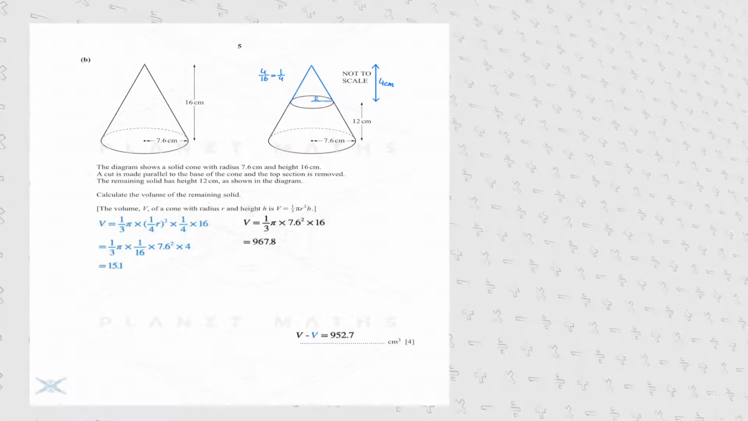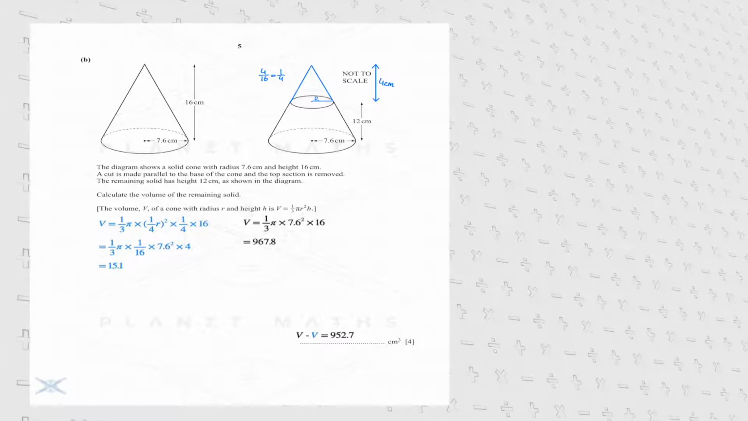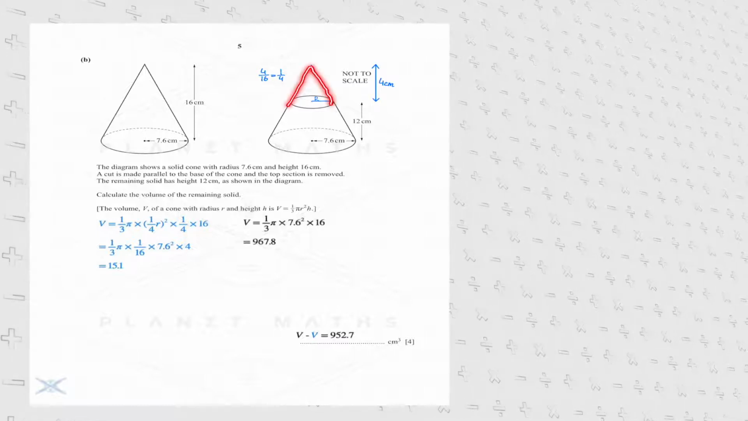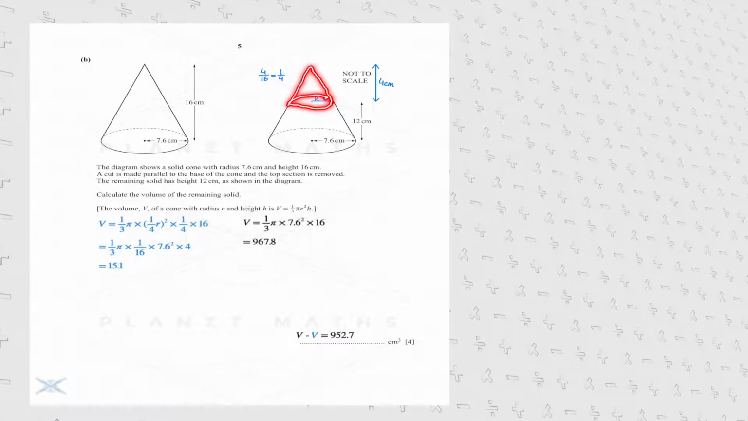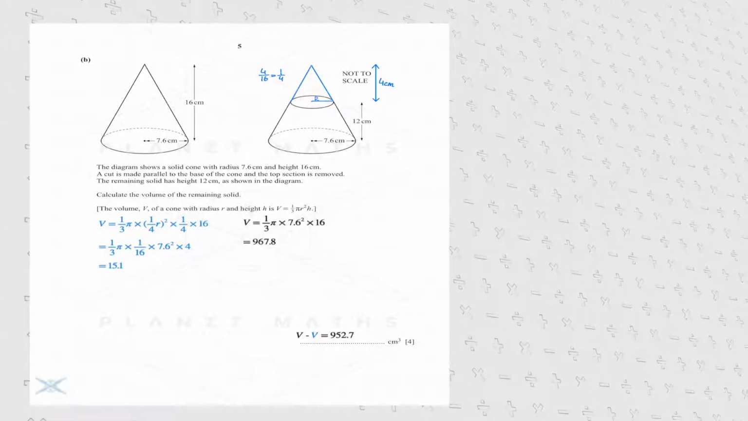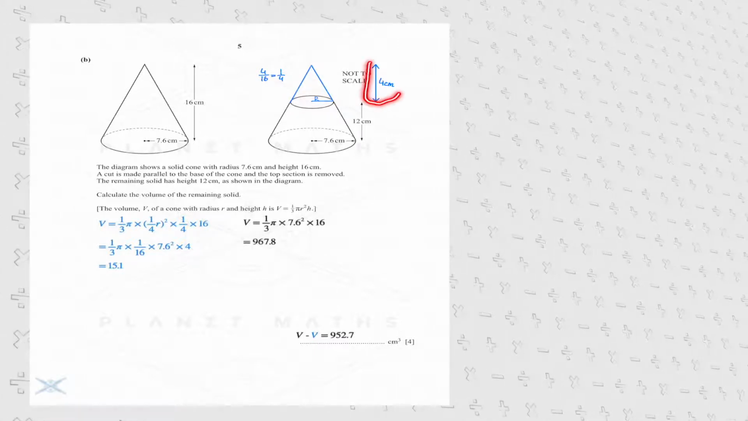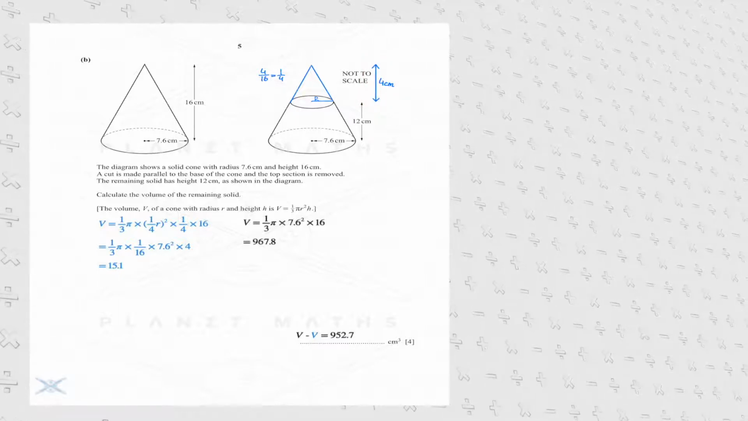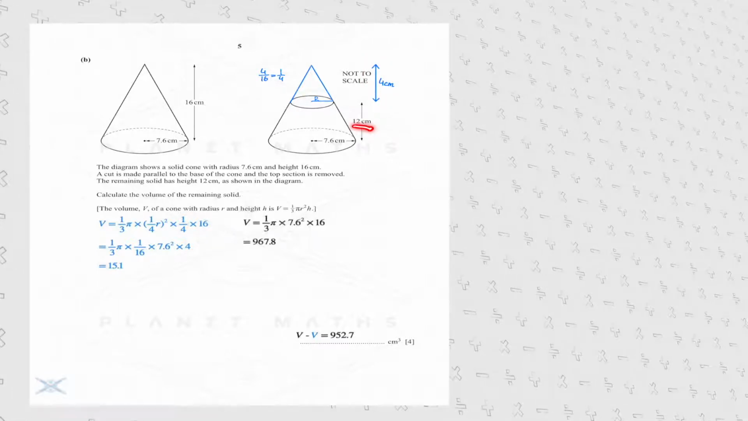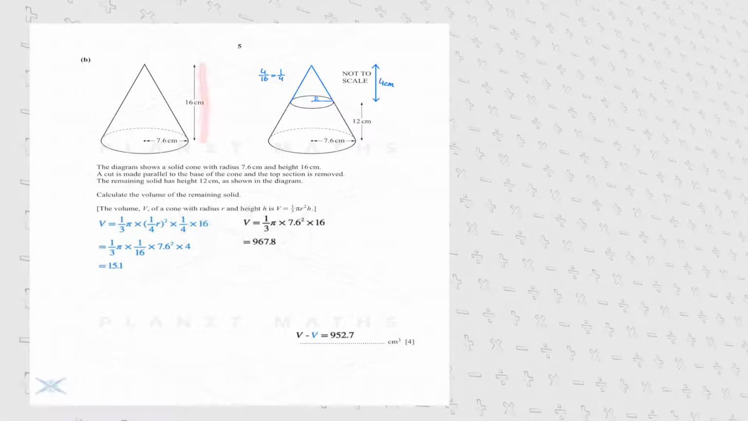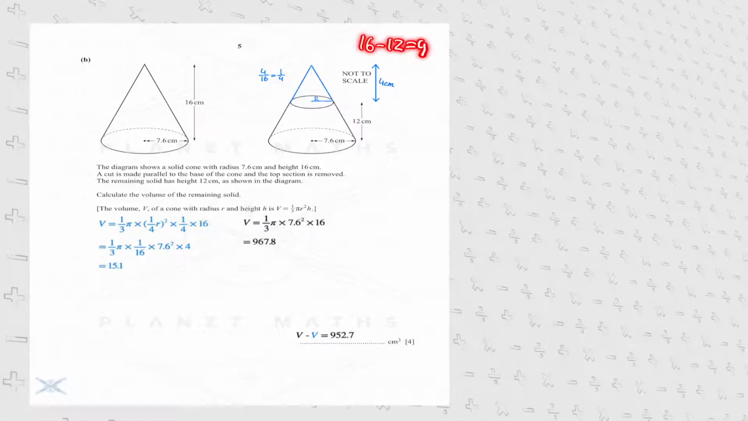To do this, we will firstly calculate the volume of that part of the cone that was cut, which still remains to be a cone, just in smaller size. We can easily determine its height, which must be 4 centimeters, since the remaining solid has height 12 centimeters and the entire solid the height 16. Therefore, 16 minus 12 equals 4.